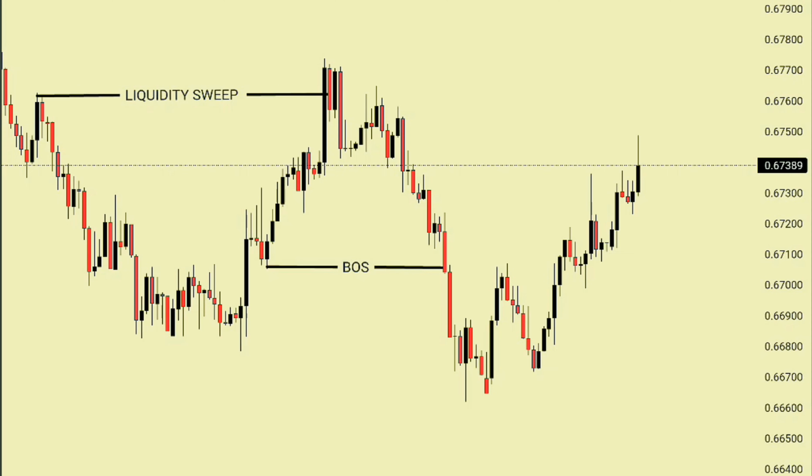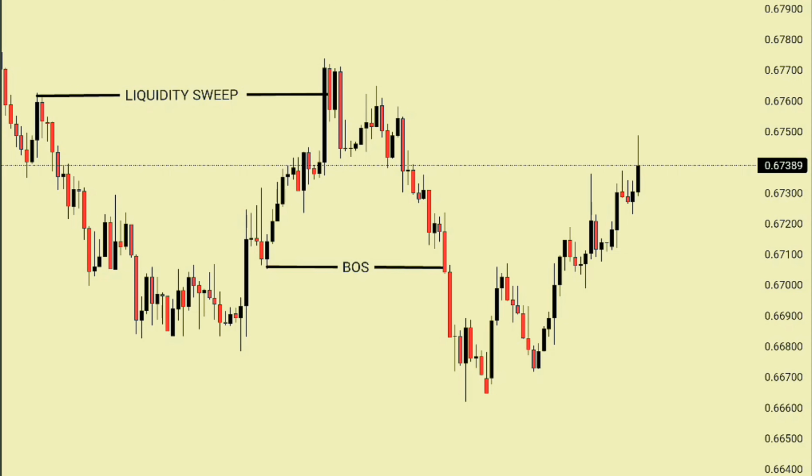The liquidity sweep that you see marked on the chart is a classic signature of smart money. It shows that the market is collecting liquidity before pushing price in the opposite direction. This sweep also helps us identify the zone where a premium sell opportunity will form.